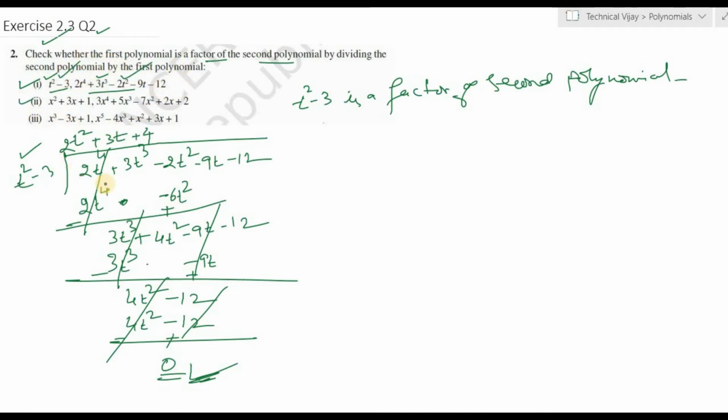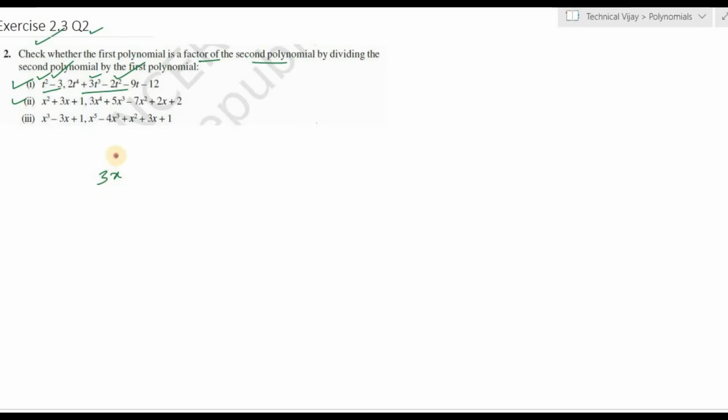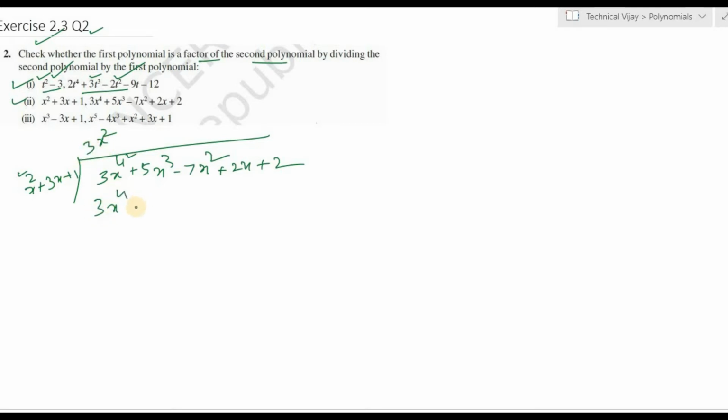In the same way, we will go for the second one. Second polynomial, 3x to the power of 4 plus 5x cube minus 7x square plus 2x plus 2. This is to be divided by x square plus 3x plus 1. So x square, if you multiply, it will become x to the power of 4. So 3x to the power of 4. Then plus 3x square into 3x, 9x cube. Plus 3x square into 1, plus 3x square.